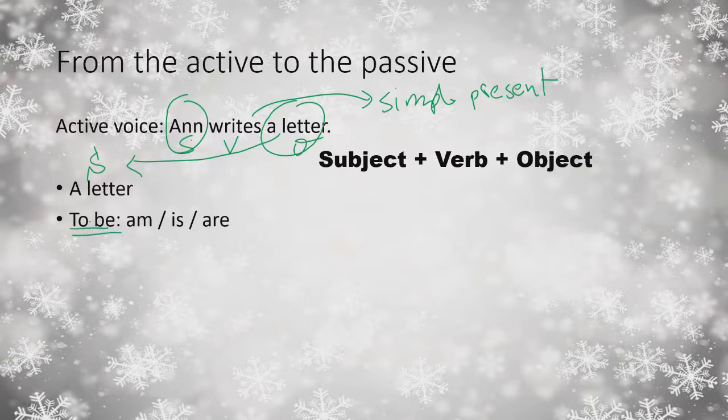In the passive voice, we always need the verb to be. Now we conjugate the verb to be in the same tense as the active sentence. Writes is conjugated in the simple present, so we conjugate the verb to be in the simple present tense. The verb to be in the simple present has three forms: am, is and are.